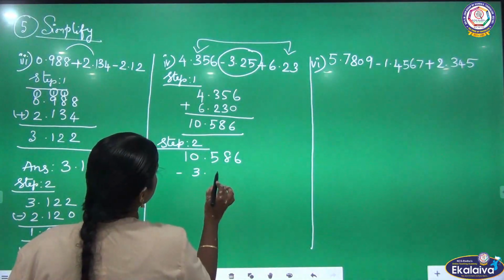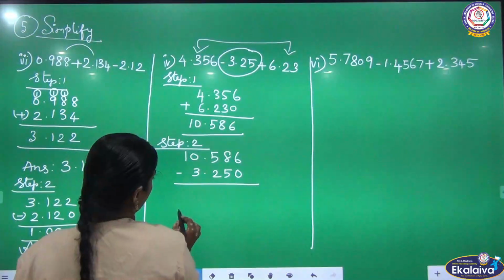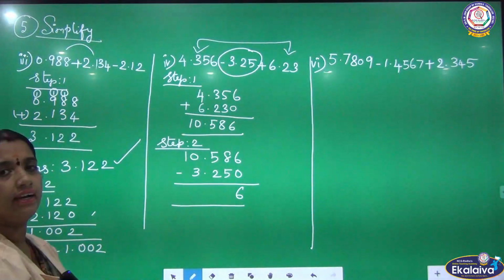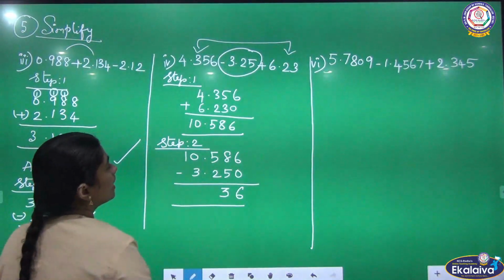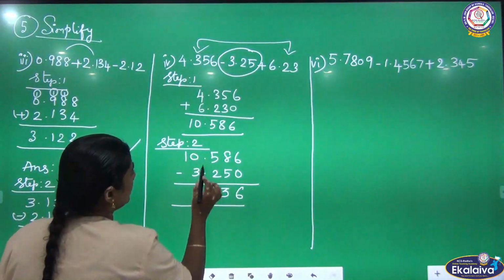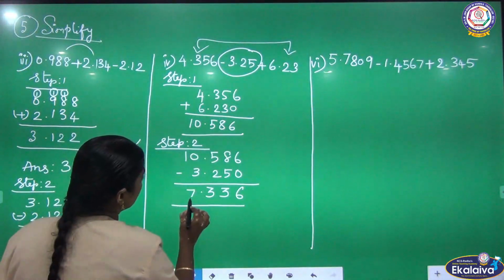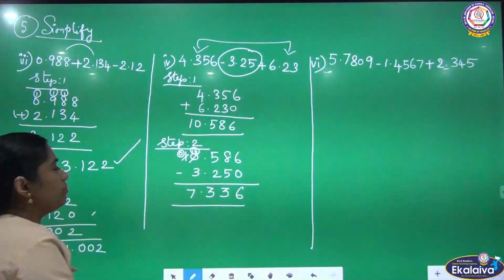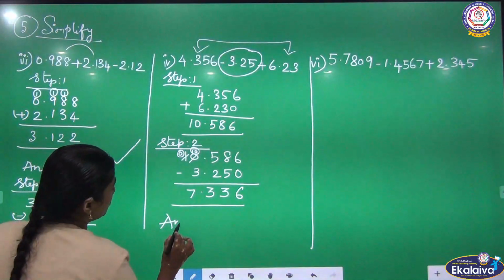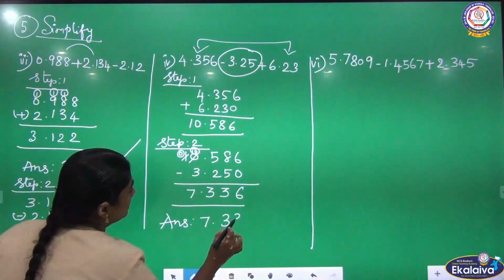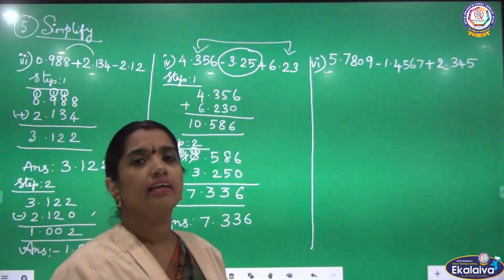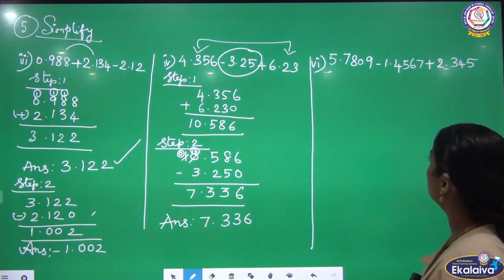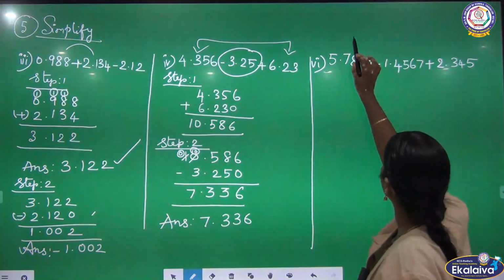minus 3.25. So listen, what I have to do, listen, 6 minus 0, 6. Got it? 8 minus 5, 3. 5 minus 2, 3. Keep a dot. Okay. 10 minus 3 is what? 7. Or else I can do it like this also. This becomes 0 and this becomes what? 10. So 10 minus 3 is what? 7. So finally I am going to write the answer to be 7.336. Got it, children? Can you understand this? Next, shall I move on to the sixth sum?